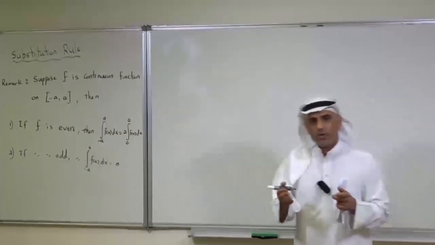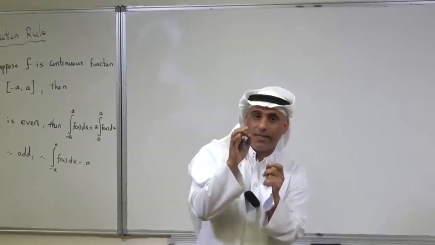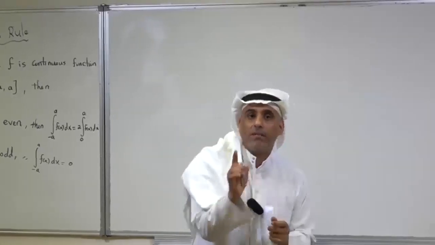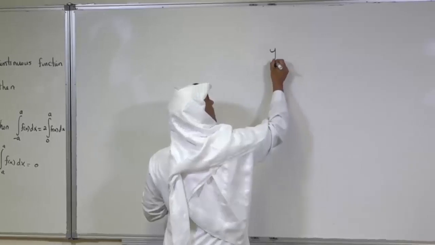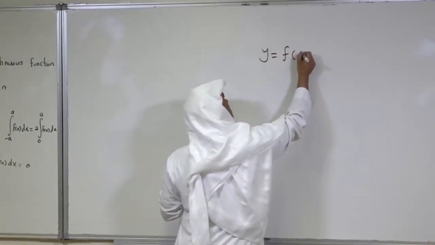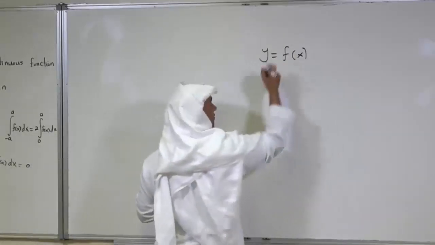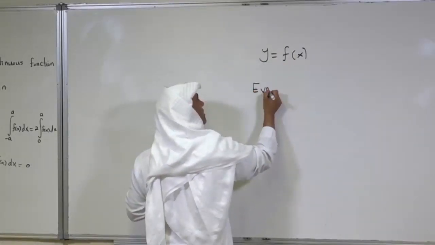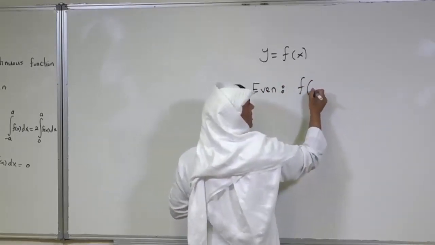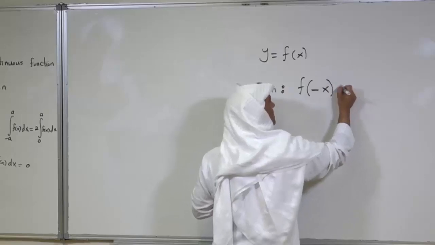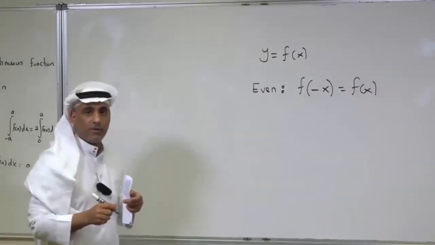Now, before we go to discuss the property of definite integral over special type of functions called even and odd functions, let me remind you what the meaning of these terminologies. If we have a function y equal to f of x, then when can we say that this function is even? The answer: a function is said to be even if it satisfies the following condition. That is, f of minus x is equal to f of x.